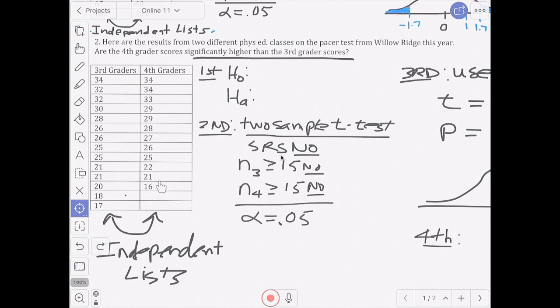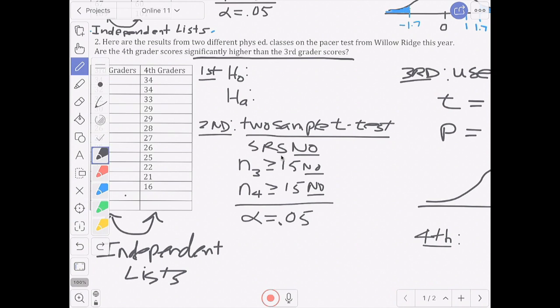Now, you would be able to subtract one list from the other if there was a connection between this score and this score. In other words, if this was the same student from one year to the next, and this was the same student from one year to the next, if they were matched that way, you would do a matched t-test, or in other words, you'd subtract one list from the other, like we had done, and work on doing a t-test. But because this is a more complicated situation, and because these 2 lists are not dependent on each other because they are independent lists, we're going to use a two-sample t-test.